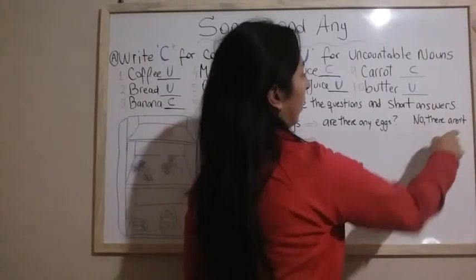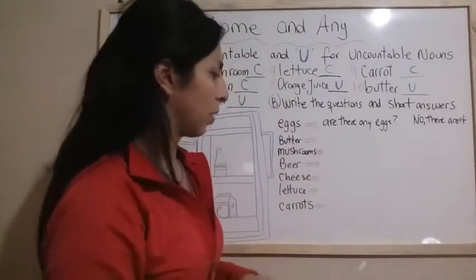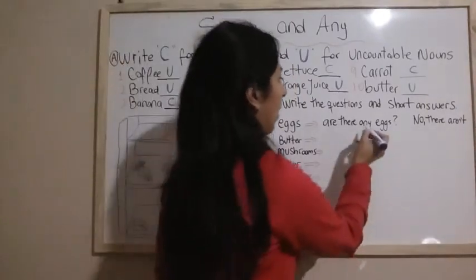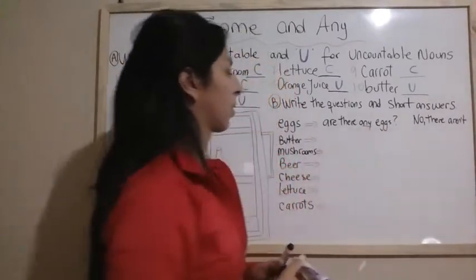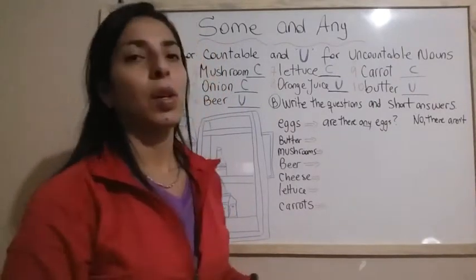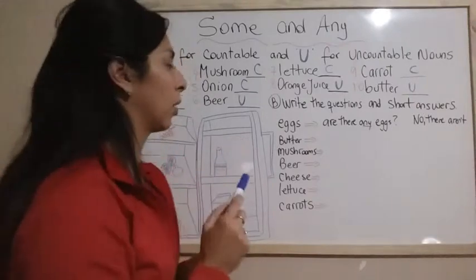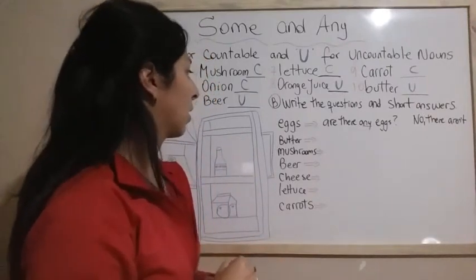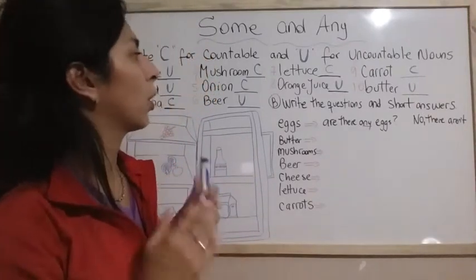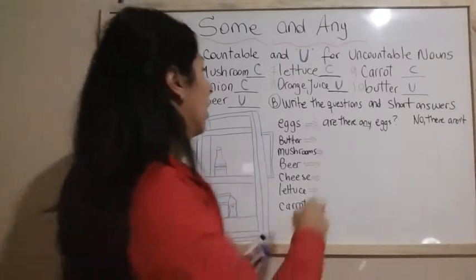And you have the short answers, okay? No, there aren't. In this case, we use any for questions, okay? Because you are asking for information. You don't forget this, okay? It's not an offering. So we use any.